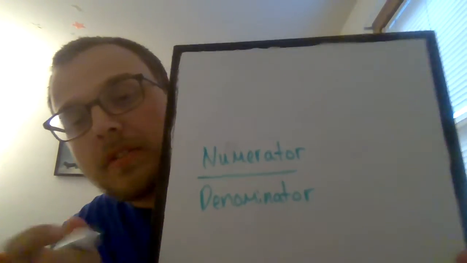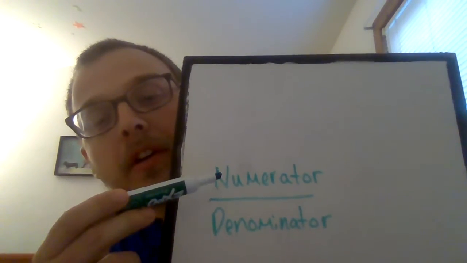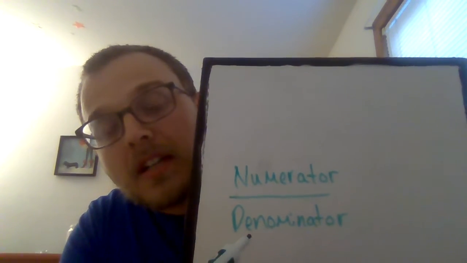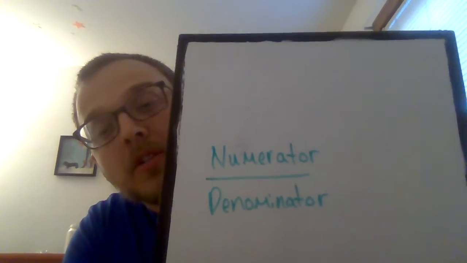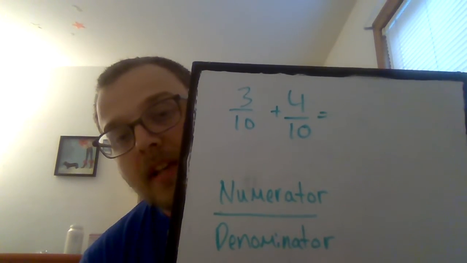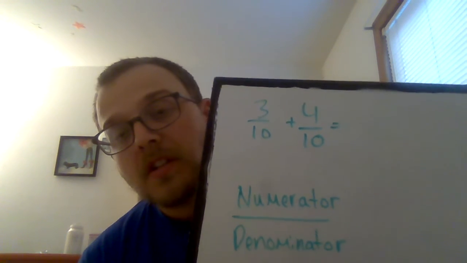When we have a fraction, the top number is called the numerator and the bottom number is called the denominator. I'm going to leave this on here so you guys will be able to see it every time I show you the whiteboard. So the first problem that we're going to do is 3/10 plus 4/10.